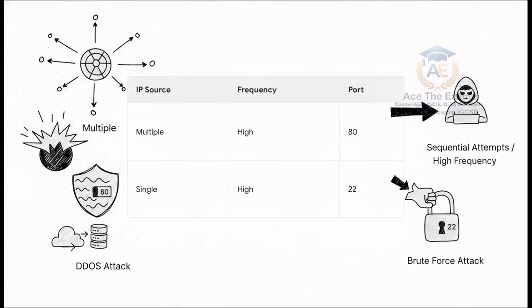Are multiple completely different IP addresses targeting port 80 simultaneously with massive, overwhelming frequency? If your eyes catch that, your brain should immediately flag distributed denial of service. Or conversely, are you seeing a single, isolated IP address attempting thousands of rapid sequential login attempts on port 22 over a long extended period? Well, that is the exact signature of a brute force attack on an SSH service. Top candidates don't just blankly read the numbers in a table. They actively translate that raw data into comprehensive threat profiles.